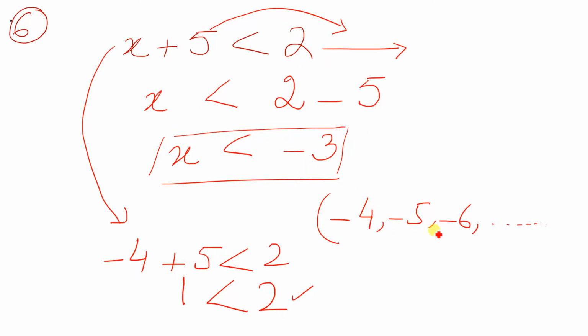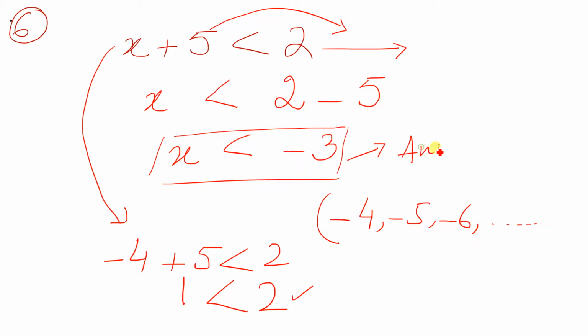Again, if you want, you can try with negative 6 or negative 10, whatever. Negative 6 plus 5 will be negative 1, then negative 1 will be less than 2. But this is not part of the question. Your question is complete here.